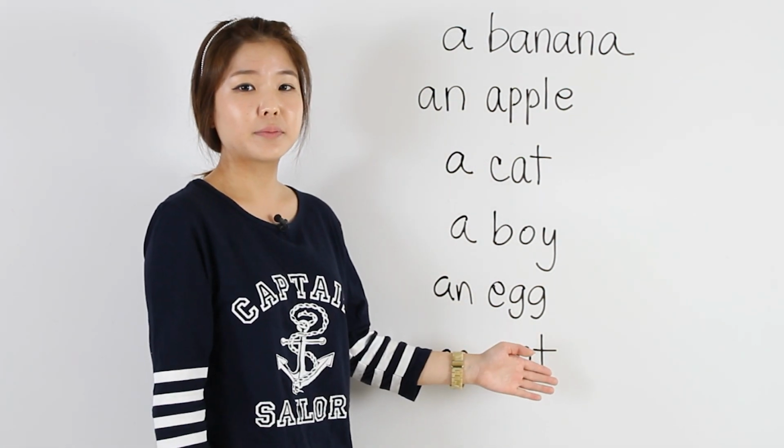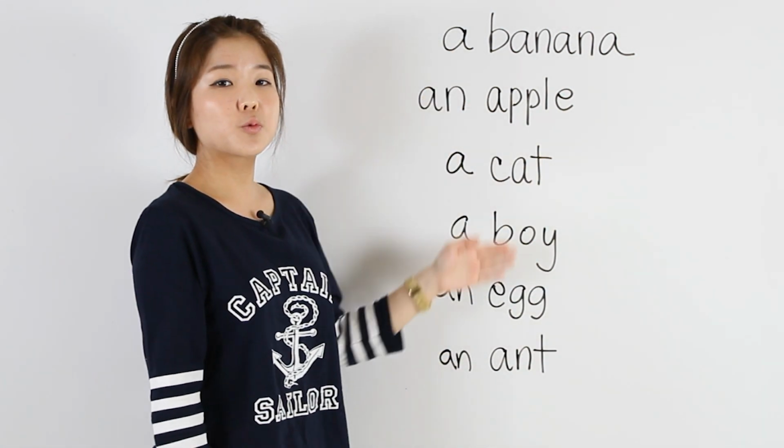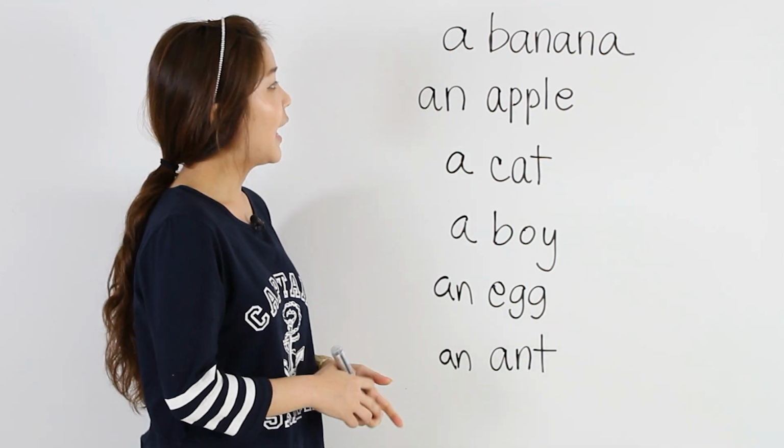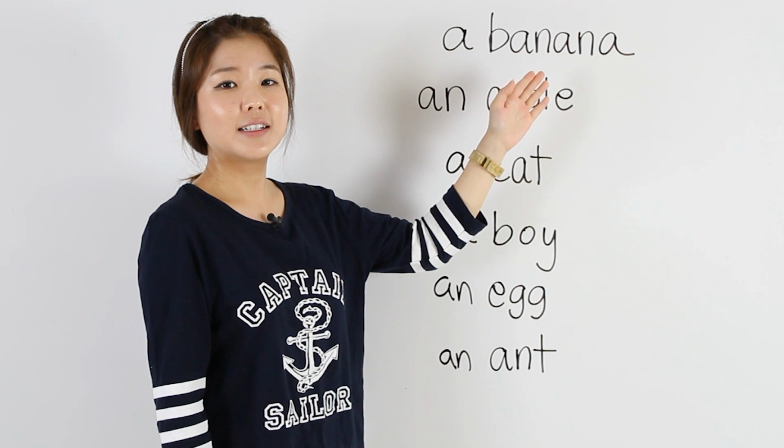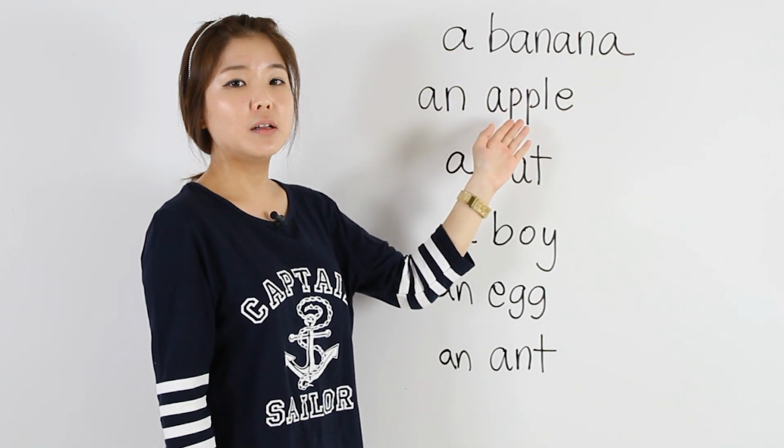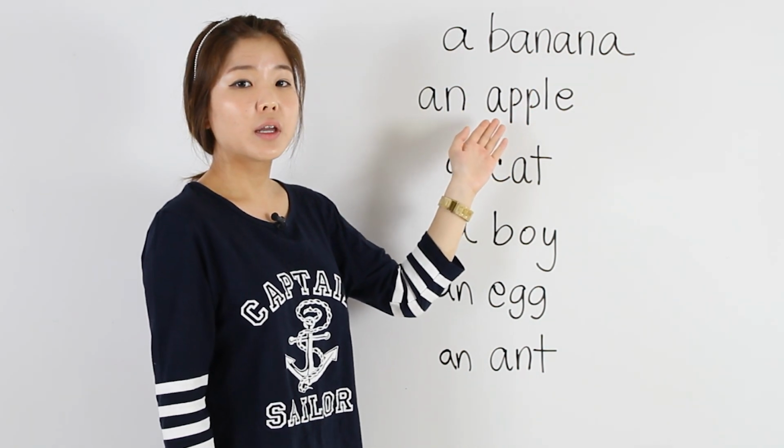An ant. Now, let's go through these words together. A banana. A banana. An apple. An apple.